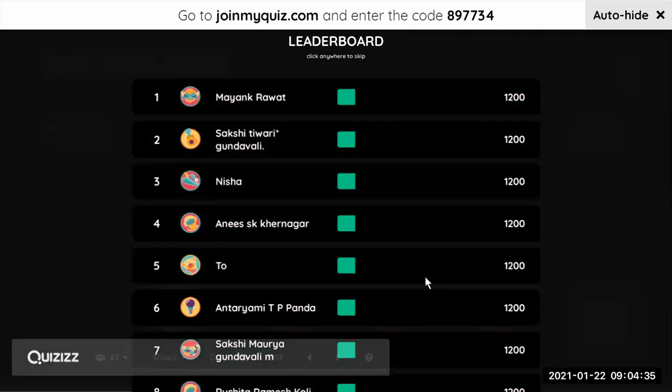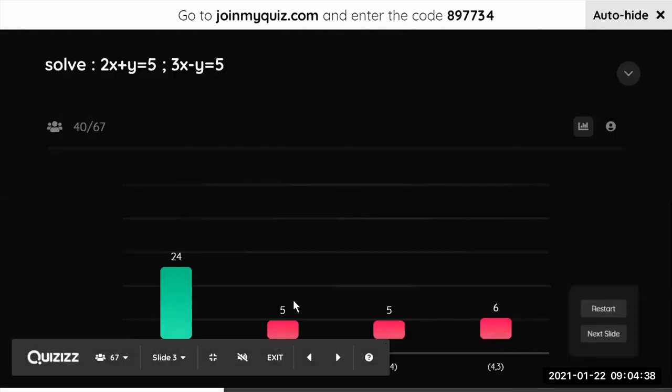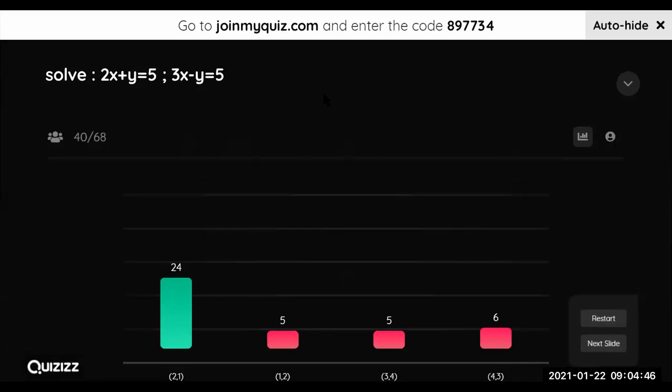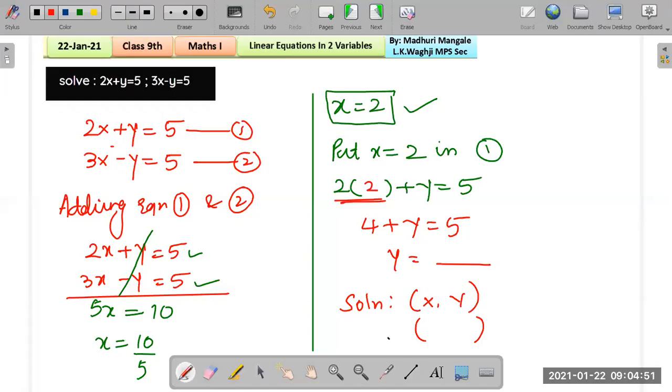So Mayank, Sakshi, Nisha, Anis, Antaryami, very good students. 24 of you have got it right. Wonderful. And now we move back to the Zoom class. So go back to the Zoom class and there we will look at the next question.